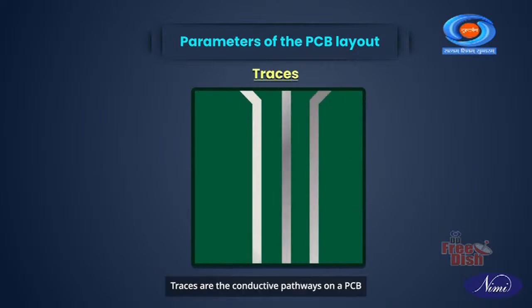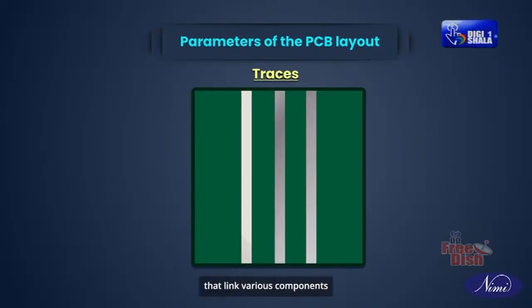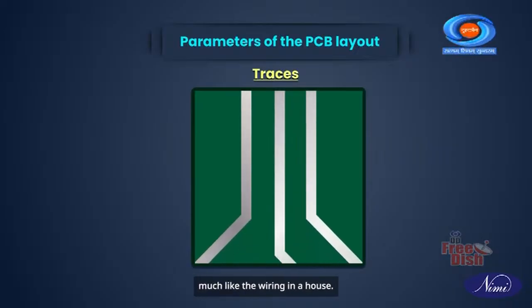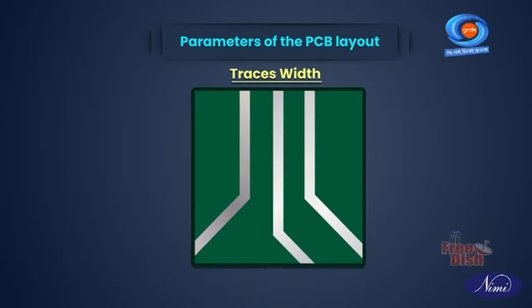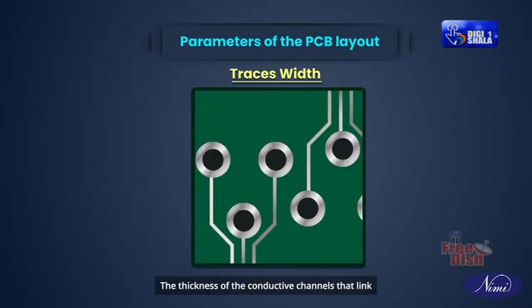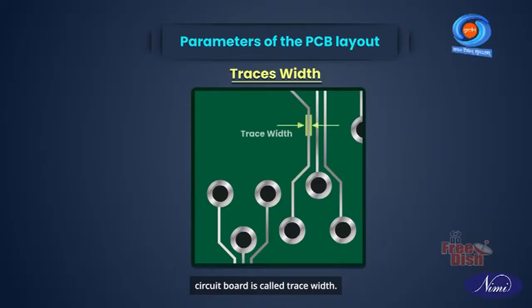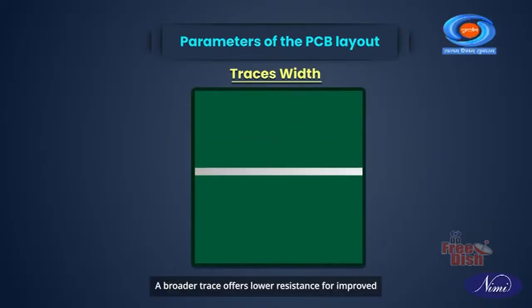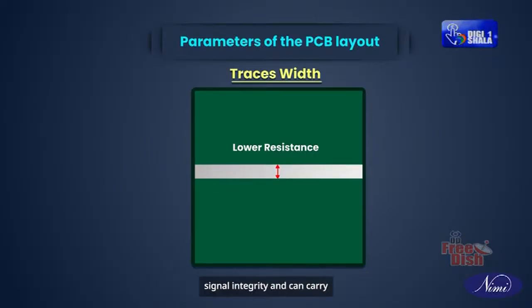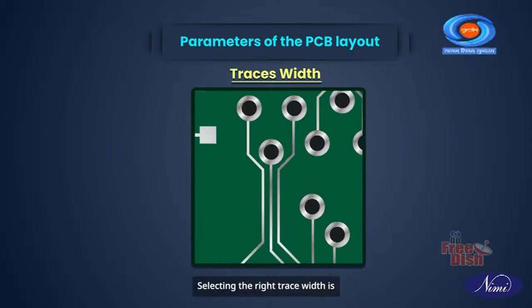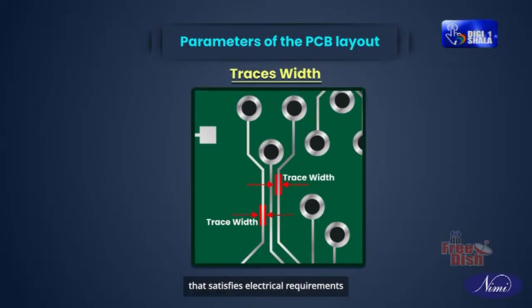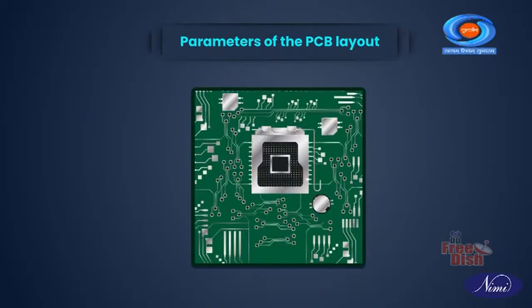Traces. Traces are the conductive pathways on a PCB that link various components and enable communication and cooperation between them, much like the wiring in a house. Trace width. The thickness of the conductive channels that link electrical components on a printed circuit board is called trace width. A broader trace offers lower resistance for improved signal integrity and can carry higher currents without overheating. Selecting the right trace width is essential for creating a dependable circuit that satisfies electrical requirements while considering manufacturing capabilities and space restrictions.